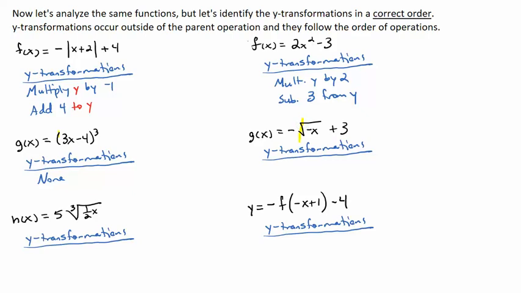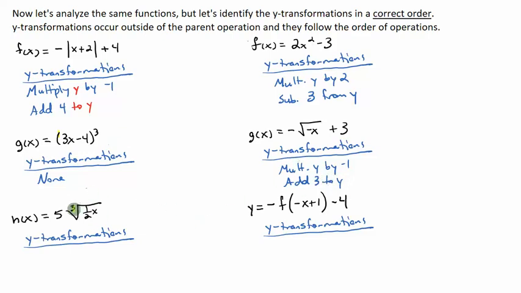Next, the parent function is the square root. The parent operation is the square root. Looking outside of the square root, I'm multiplying by -1 and adding 3. So multiply y by -1 and add 3 to y. Again, watch the order. They have to happen in that order.